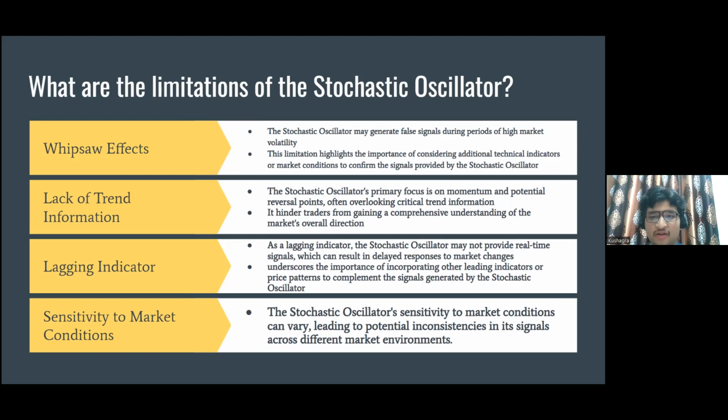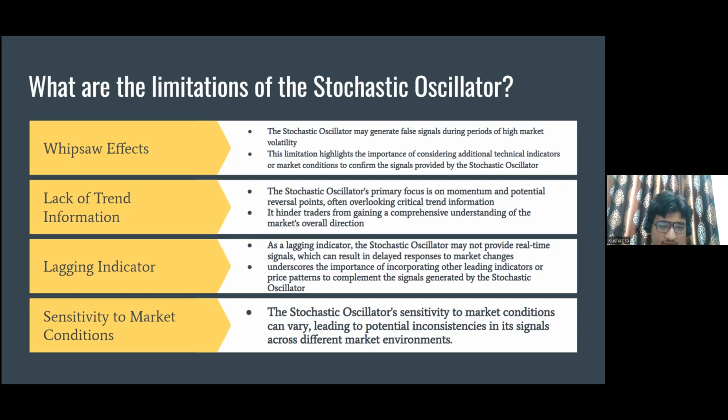This limitation is quite important, considering additional technical indicators and market conditions. There are many additional technical indicators, and as I already mentioned, we should use them in conjunction with the stochastic oscillator. Then the stochastic oscillator also has a lack of trend information. Sure, we can get the potential reversal points, but the trend information is often overlooked here. We do not incorporate the trend data into our calculation. That's why the overall direction is often misinterpreted.